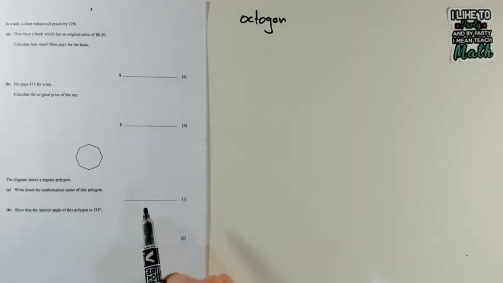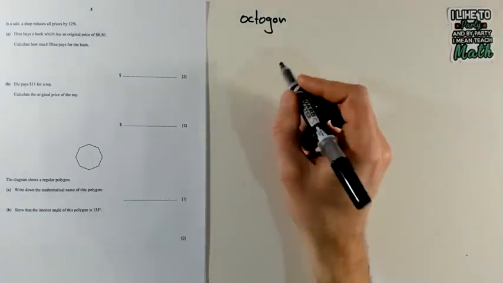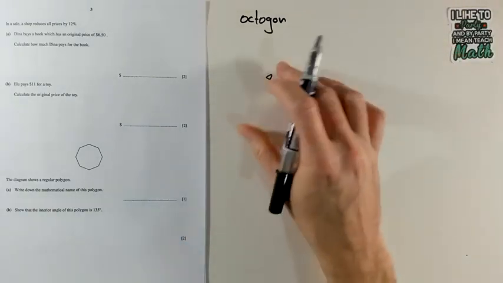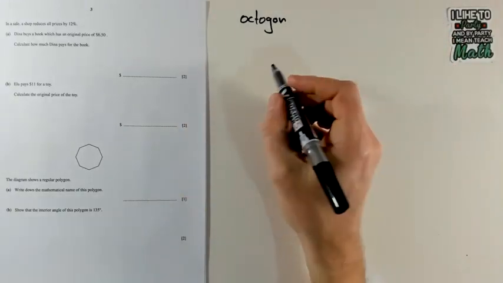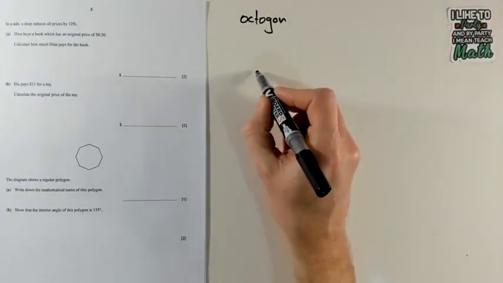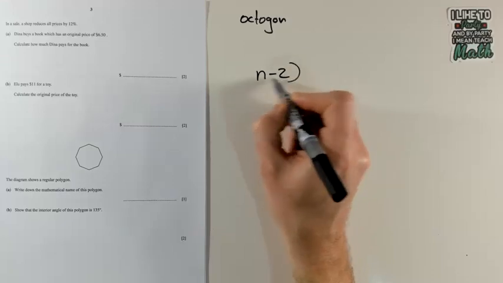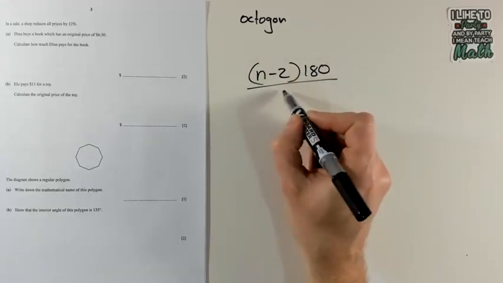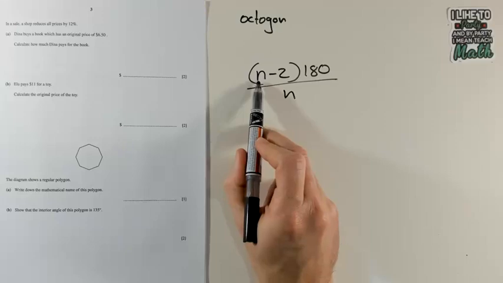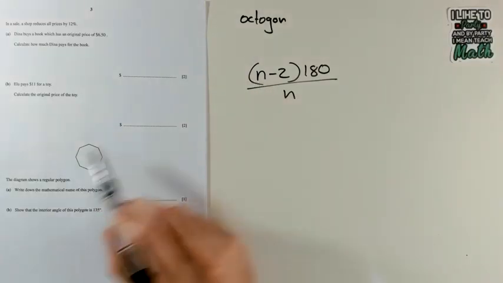Show that the interior angle of the polygon is 135 degrees. Because they say show that, I can't just put 8 times, I don't know. I can use the 8, but I have to write this formula. So usually what we do is we say 8 minus 2 times 180 divided by the amount of angles. So n would represent the amount of angles, or interior angles, that we have.